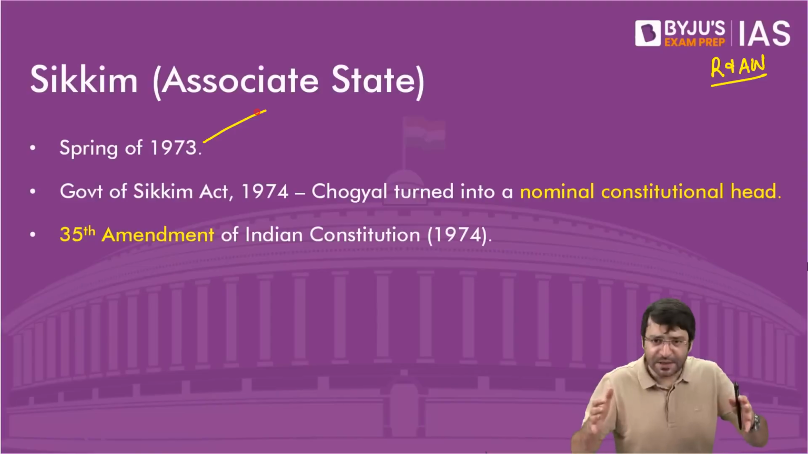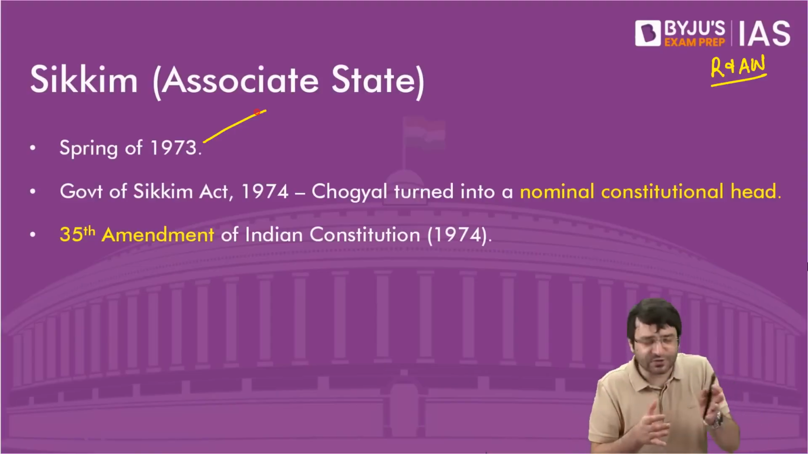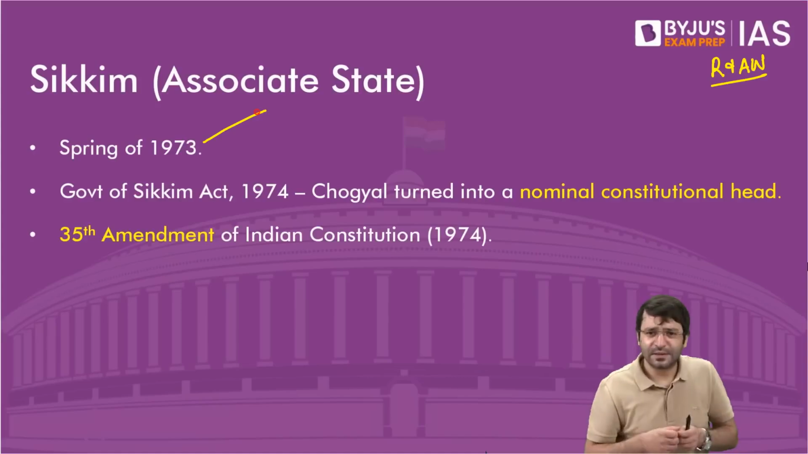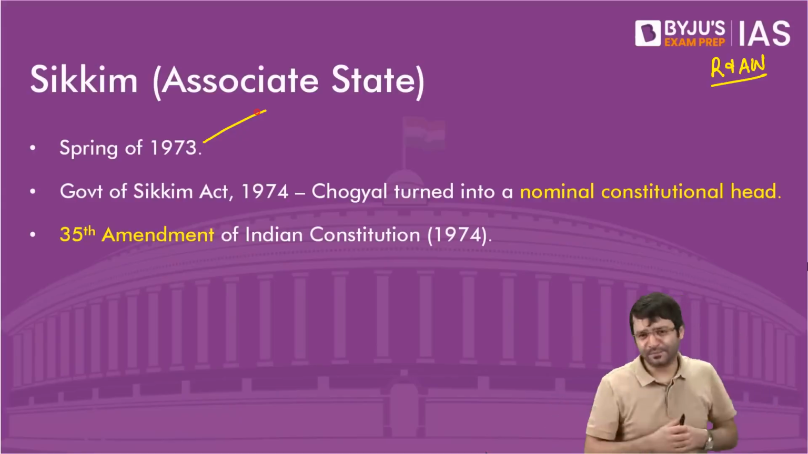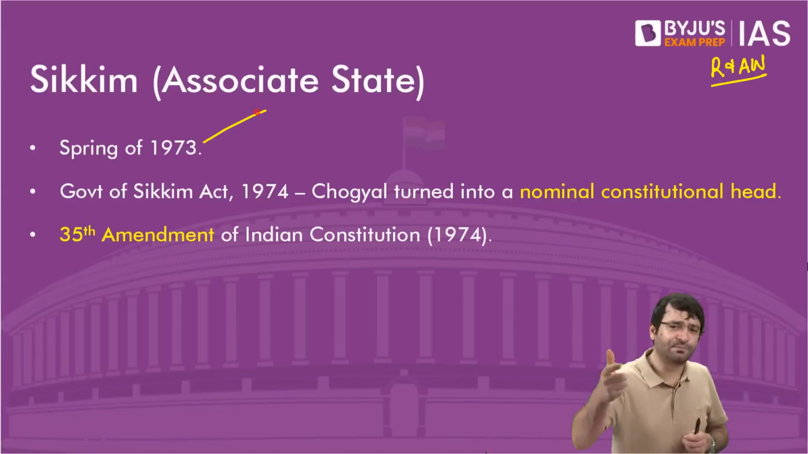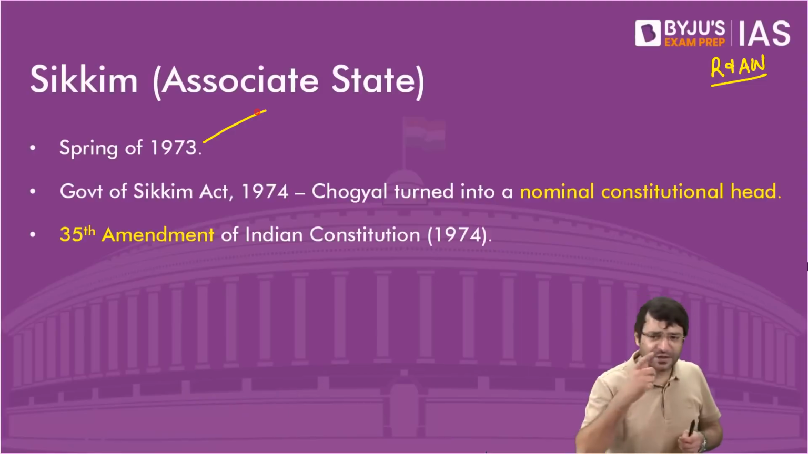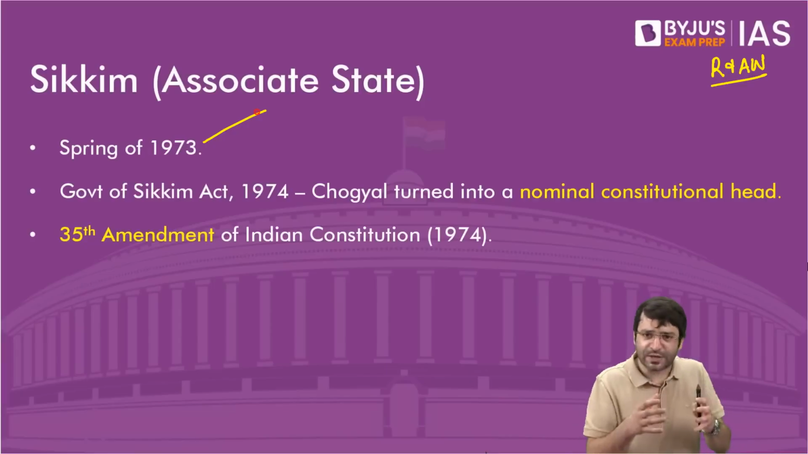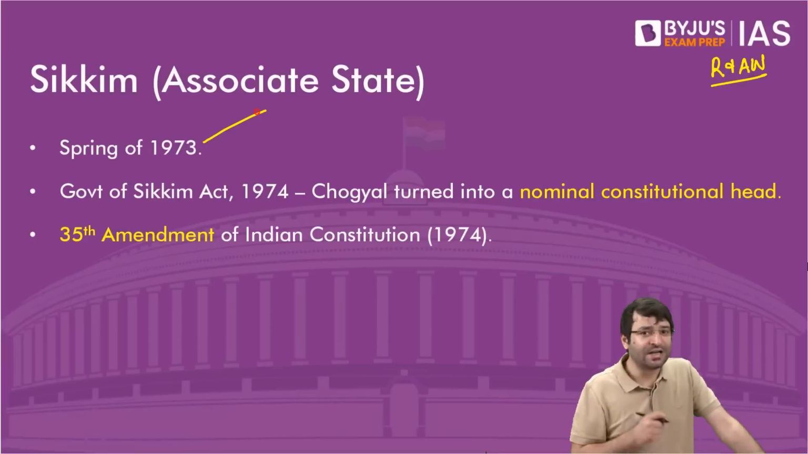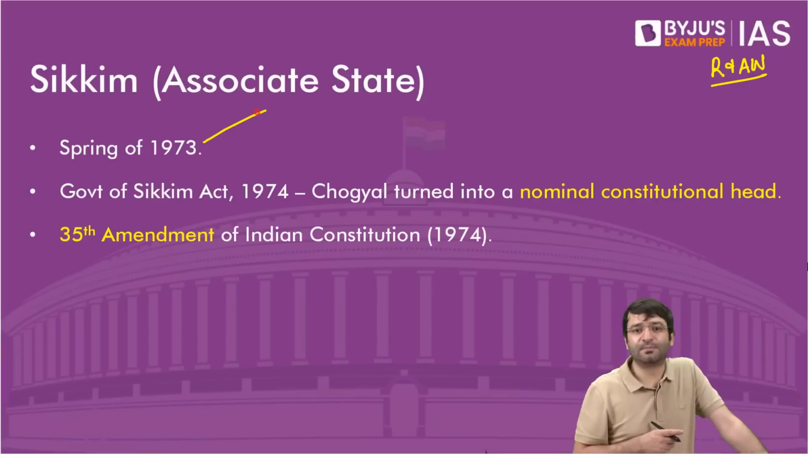So now all the three parties come together, and India is trying to persuade Chogyal that you give up some of your powers, be like the Queen of England, have a hereditary position, but only be a nominal head. Real power you give back to the people of Sikkim. Let there be elections in Sikkim. Let the people of Sikkim decide what form of government they want. And ultimately, elections were held, and a pro-New Delhi, pro-India political party, the Sikkimese Congress, won the election.